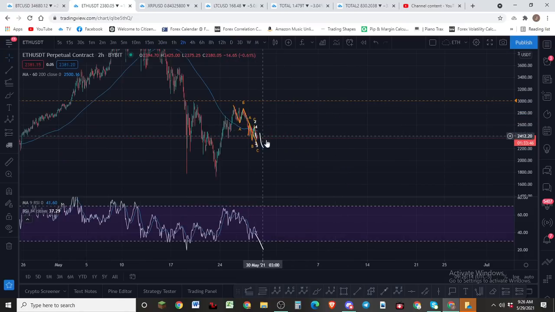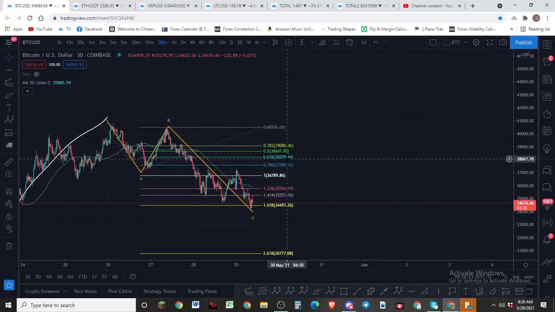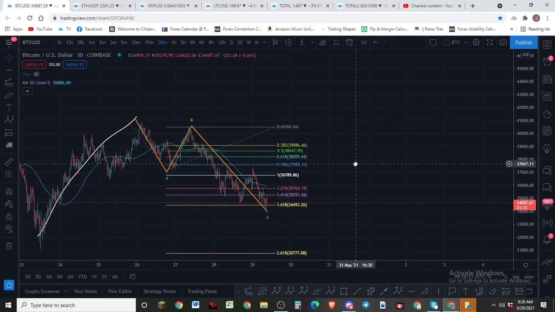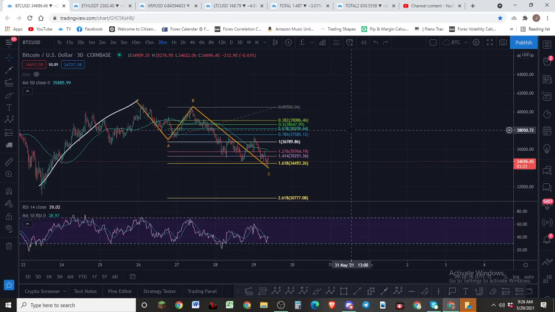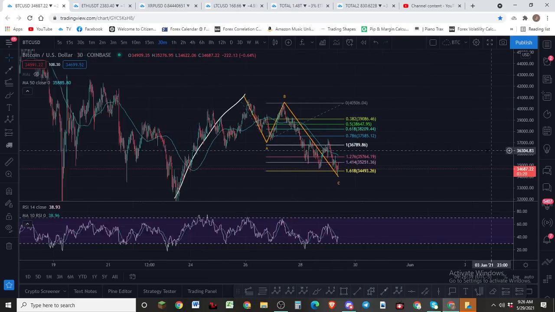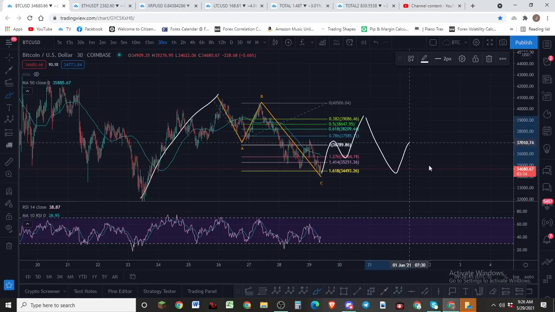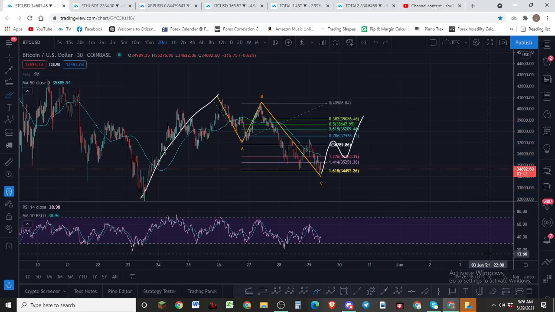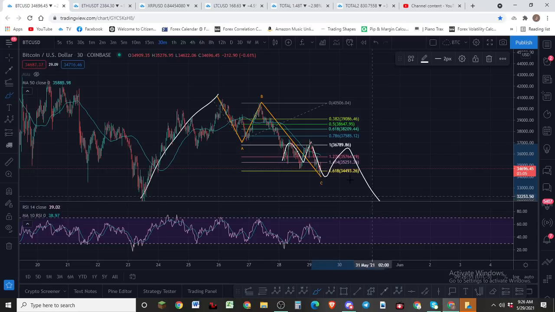So, yeah, we got lots of ideas here, and we don't really know what it's going to do. But, man, if I was only trading the total market cap and Bitcoin, I'm looking for longs around here. I'm looking to go up. Could do this, or this could be your connecting wave. We're still going up here. Yeah, that's what I'm looking at.